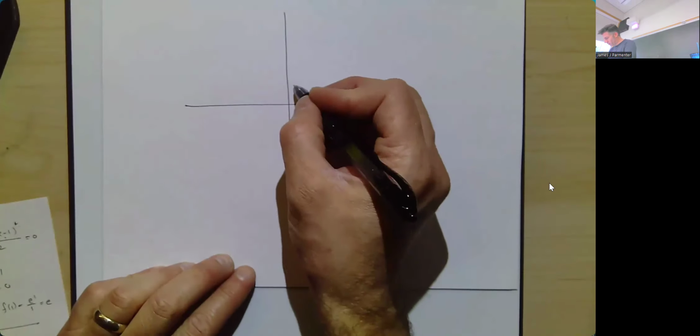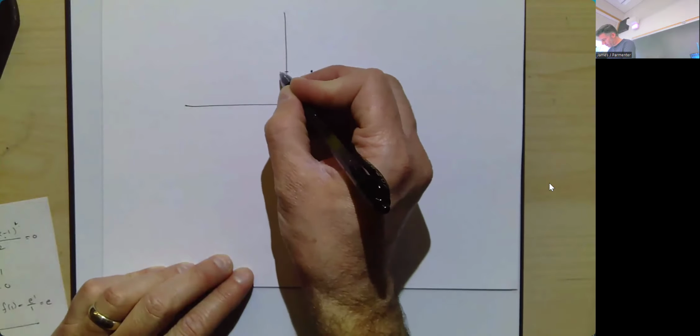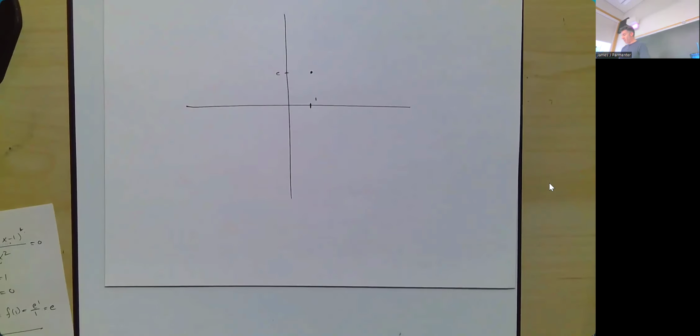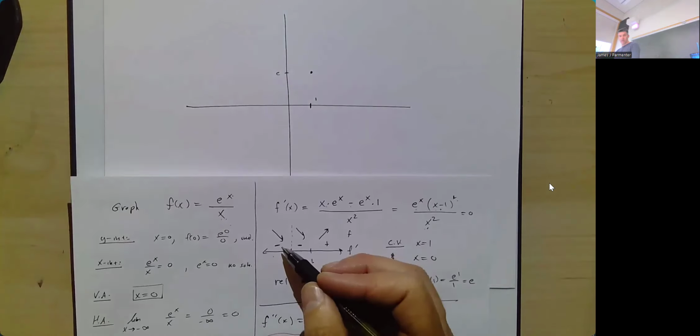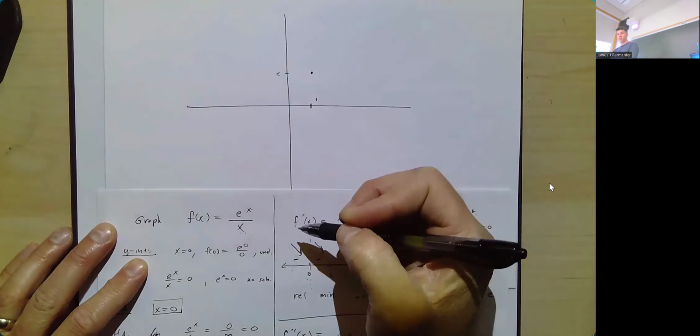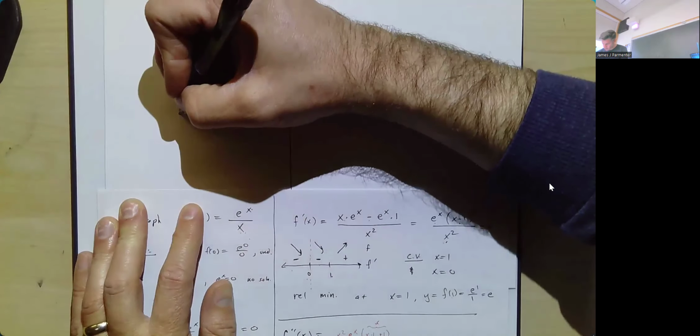So there's x equals 1. Let's not get too out of hand here. Let's say it's about right there. There's 1 comma e. That's my relative minimum. And then I think I've really got everything I could possibly plot. I know I have my horizontal asymptote 0, my vertical asymptote 0. Now I'm going to use my first derivative sign chart to help me graph the thing. So I know vertical asymptote 0. It's going to be going down like this.